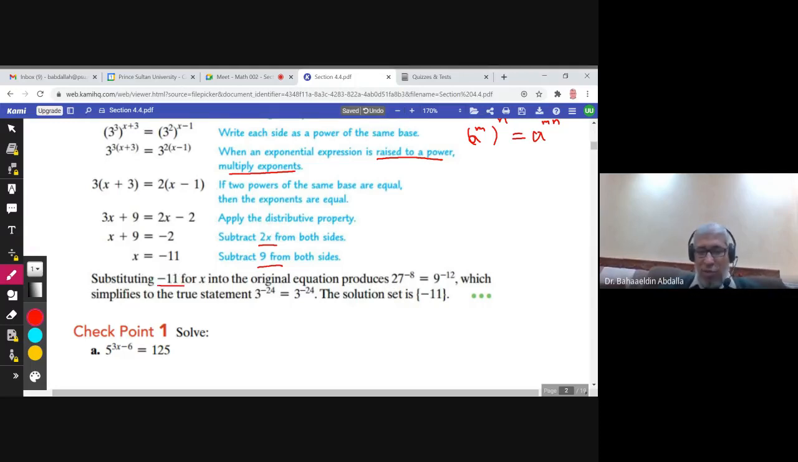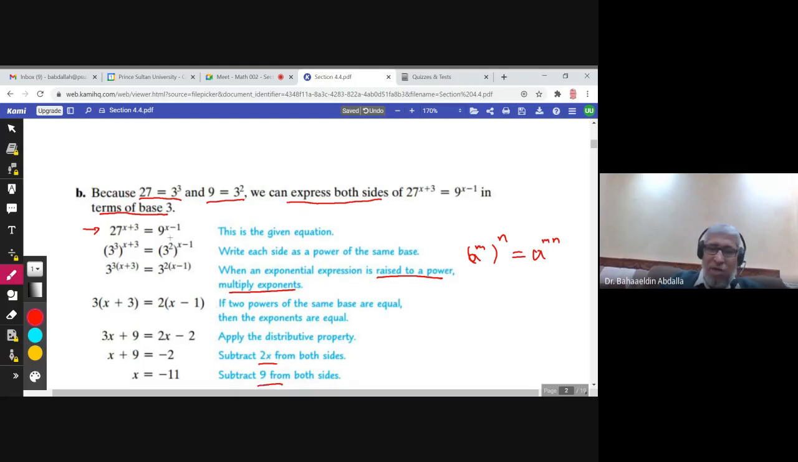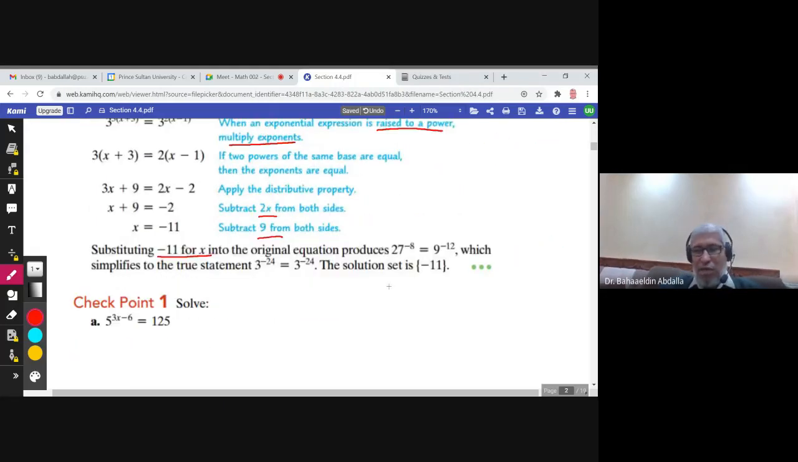Now, if you substitute negative 11 in the original question here, negative 11 plus 3, it would be 27 to the power 8. And negative 11 minus 1, it would be 9 to the power negative 12. So you will have this one. And if you use the calculator, you will find these two are exactly equal. So the solution set is negative 11.